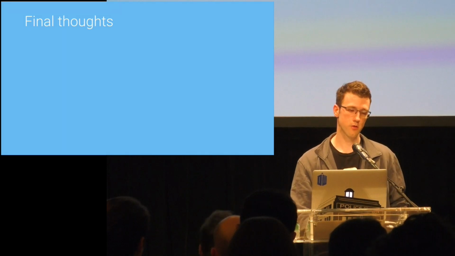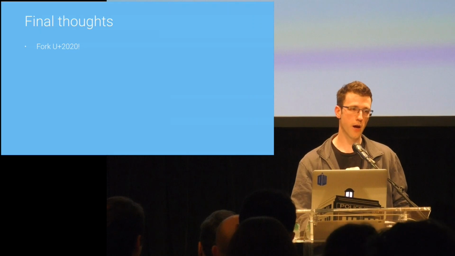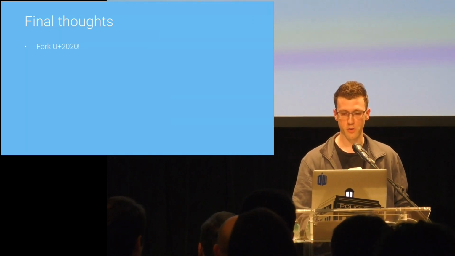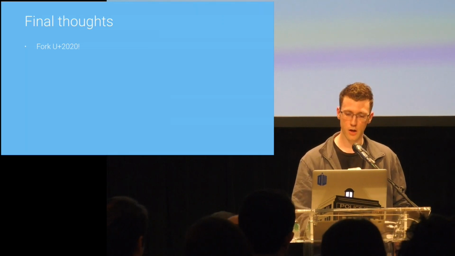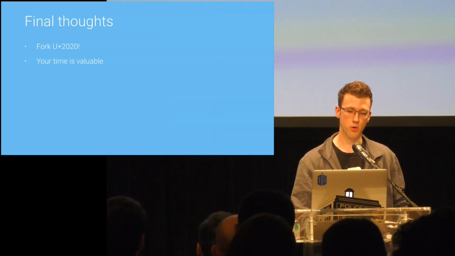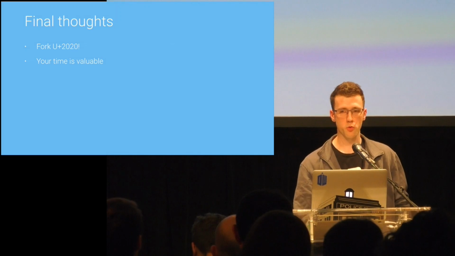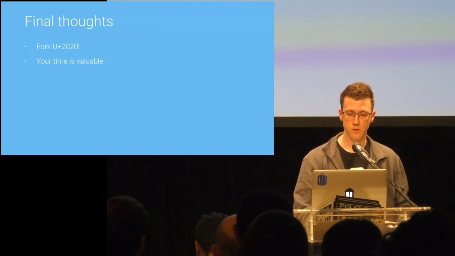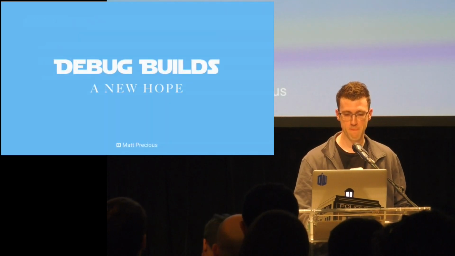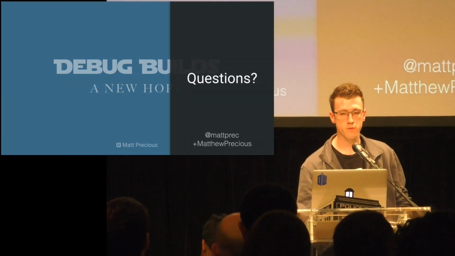So some final thoughts. Fork U2020. We've done all this work for you. If you're starting a new app, you can just fork the project, delete all of the GitHub specific code. There's not a lot of it. And then you get all of these debug controls for free. Your time is valuable. Don't waste your time recompiling your app every time you want to change your endpoint, stuff like that. Add debug controls. That is it. Are there any questions?